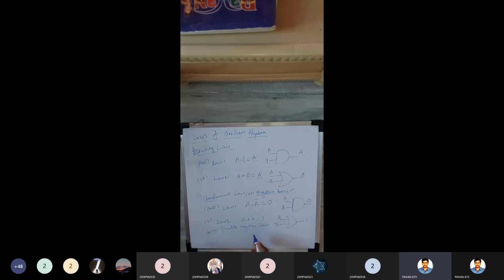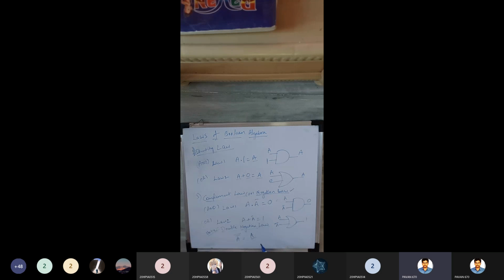Double complement. Double negation means double complement. Suppose A is there, if I put a complement, this is a single complement. If I put another complement, which is called a double complement, that's what he is talking about. So the complement of a complemented variable gives that variable itself. That means A is here, with this complement and over it this complement. These two complements will get cancelled and the output will be the variable itself. Okay. So this is the double negation law.